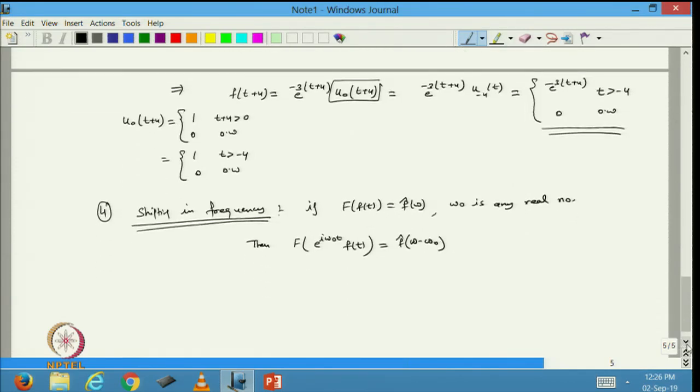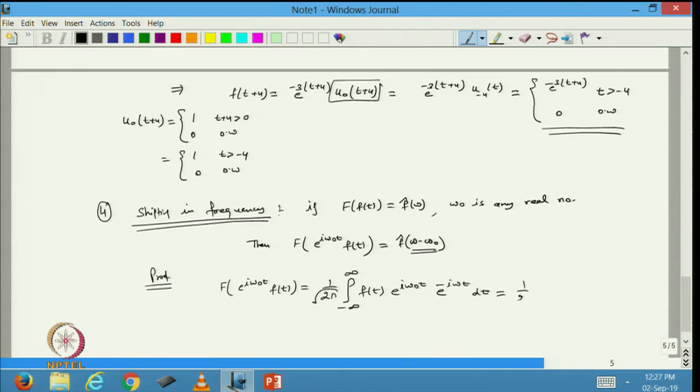So, we have done the shifting in terms of omega. The proof is straightforward. I want to find the Fourier transformation for the function e^(i omega naught t) f(t). So, by the definition I will write like this: f(t) e^(i omega naught t) e^(-i omega t) dt.